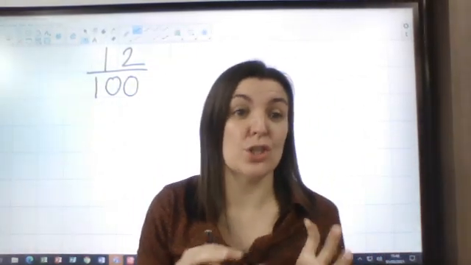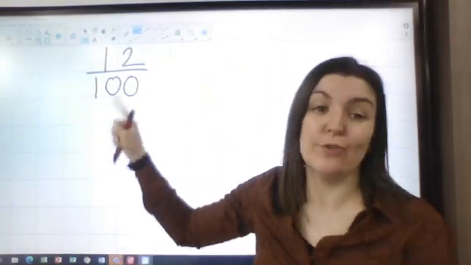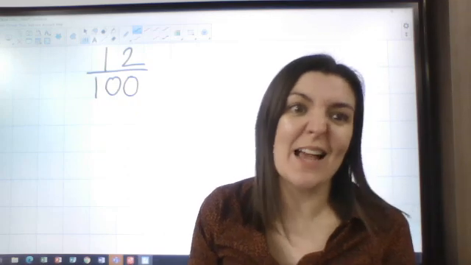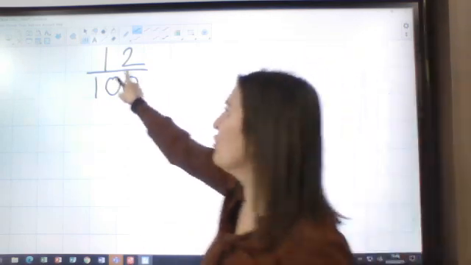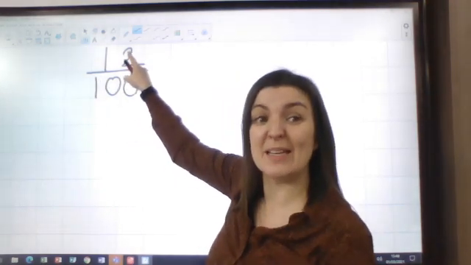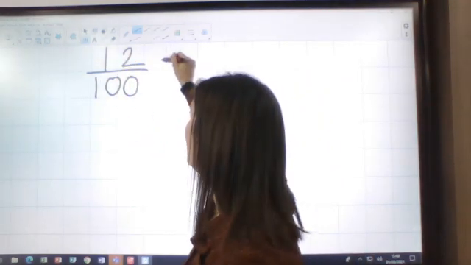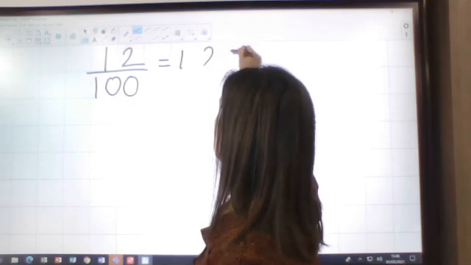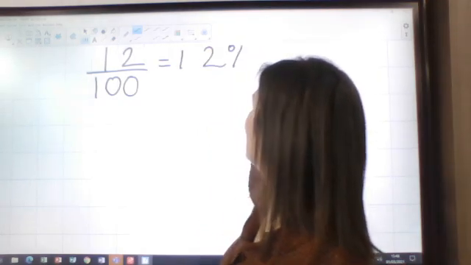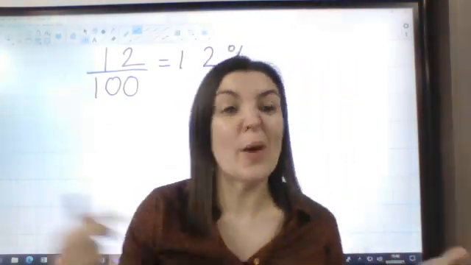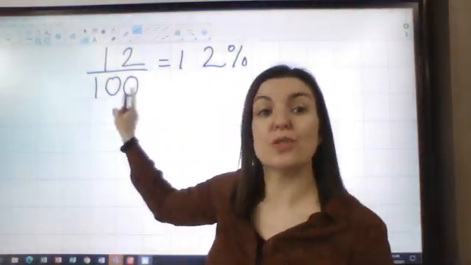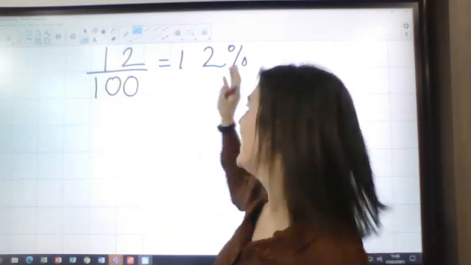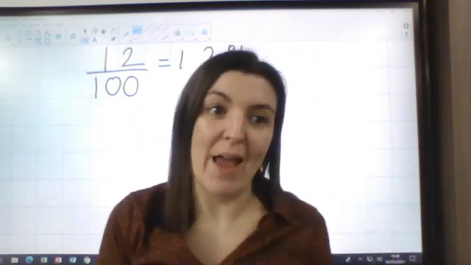Okay, so if your fraction already has a denominator of 100, then writing it as a percentage is really easy. If it's 12 out of 100, then it will be 12%. An example of this is, say you had 100 sweets and 12 out of 100 were red, then 12% would be red.